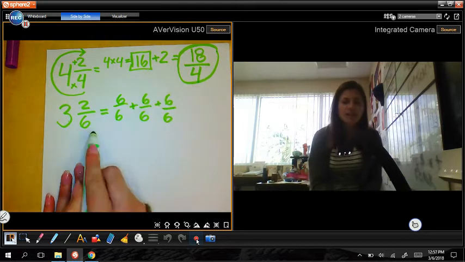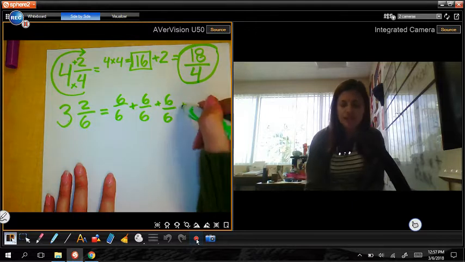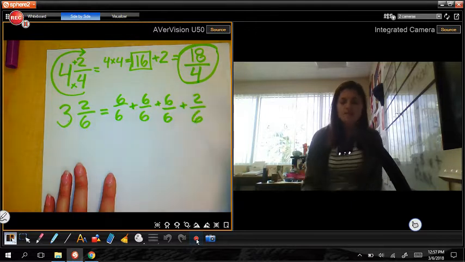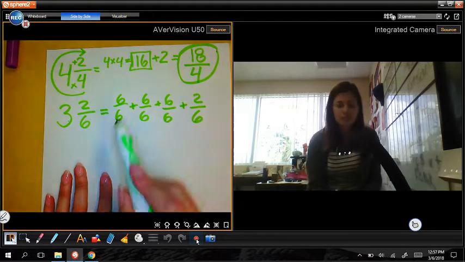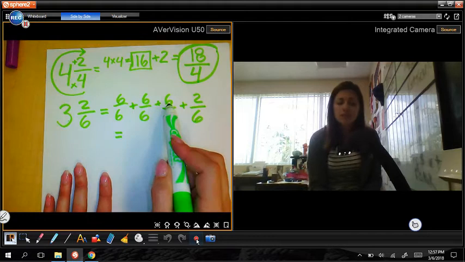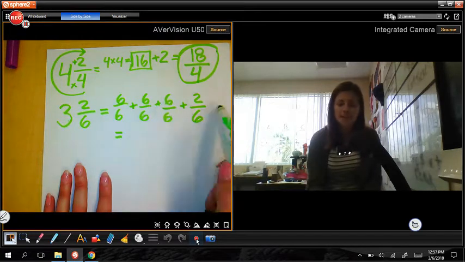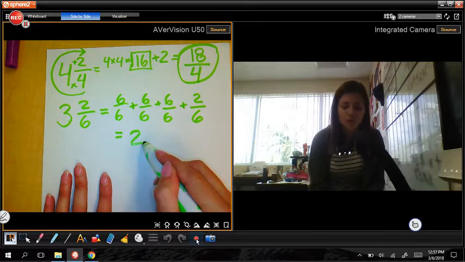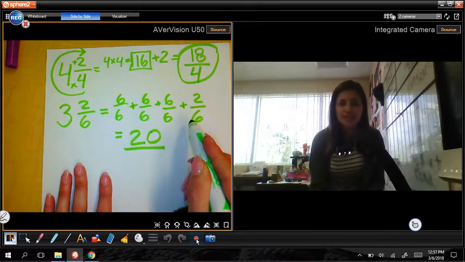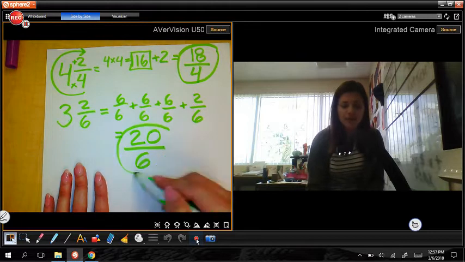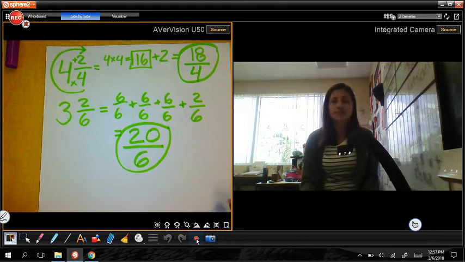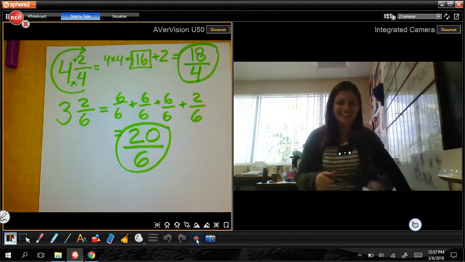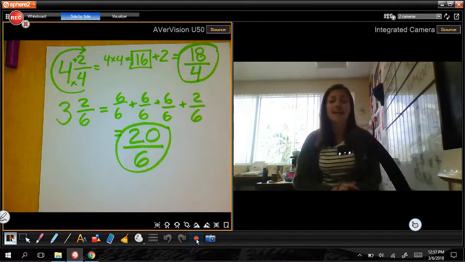Now I just need to add up what's left over, which is my 2/6. So I add in 2/6. Now I'm going to add that all together to get my final improper fraction. So 6 plus 6 is 12, plus 6 more is 18, plus 2 more is 20, and my denominator of 6, it stays the same. So my improper fraction is 20 over 6. How are we feeling? Are we feeling okay? Yes. Thumbs? Yeah. Good.